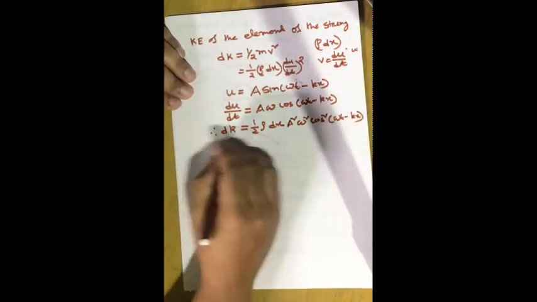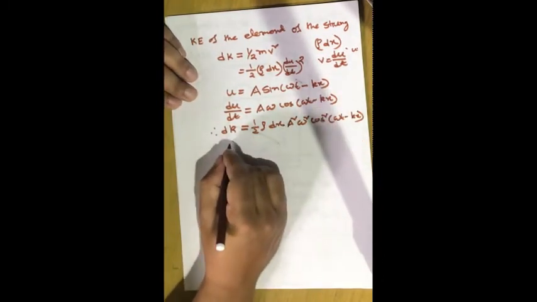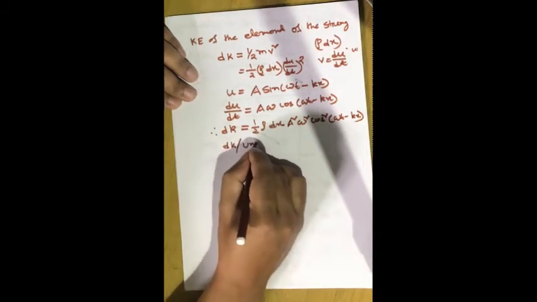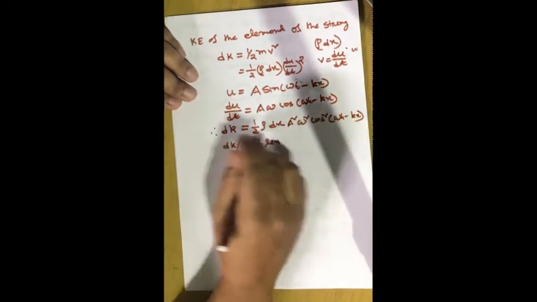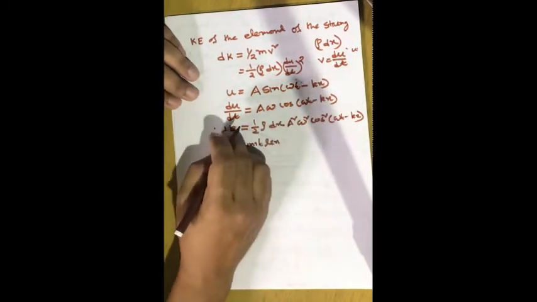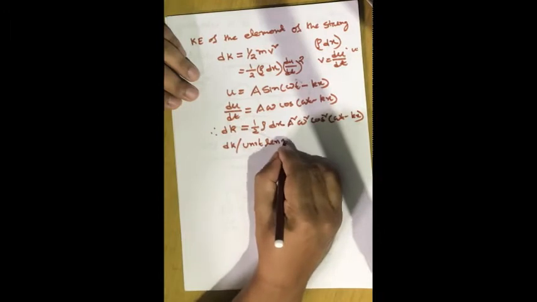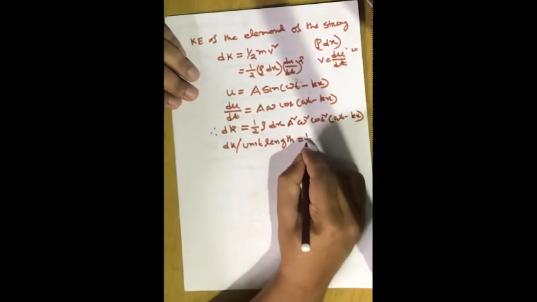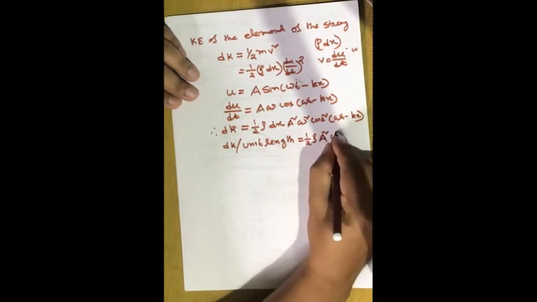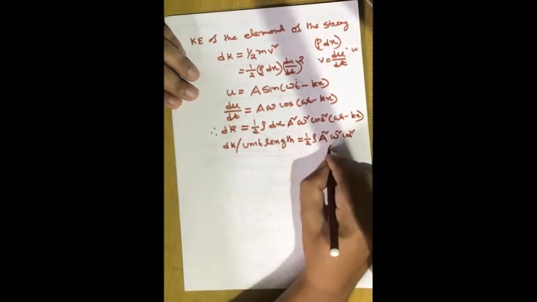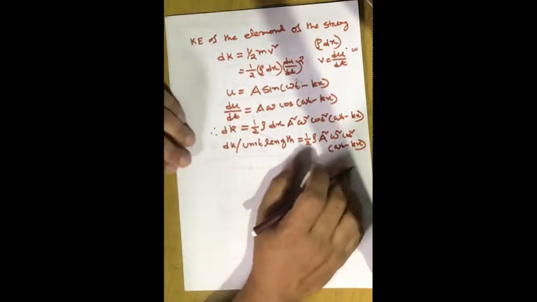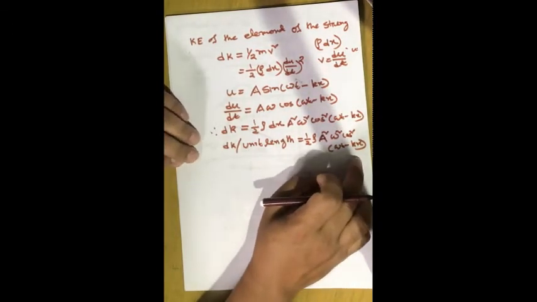So kinetic energy per unit length, dK per unit length, we have to divide dK with dx, because dx is the length element. So we will get half rho a square omega square cos square(omega t minus kx). This is the expression of kinetic energy per unit length of the string.